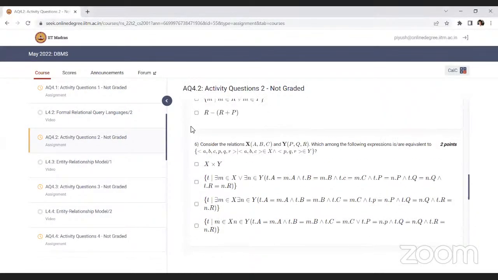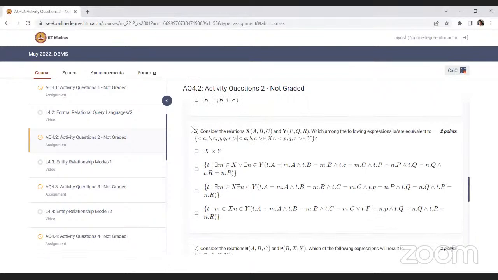Am I audible or am I disconnected? Yes, you are audible. Okay, fine. Activity question 4.2, yeah, that one. Yes, 4.2, question number 6 and 7. This one, right? Yes. Okay.